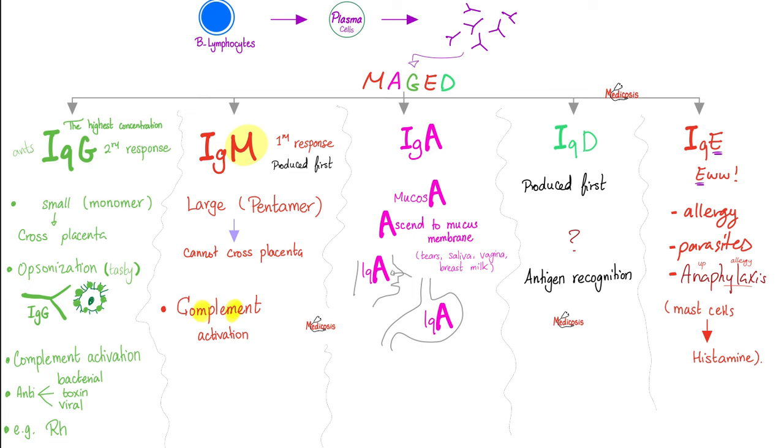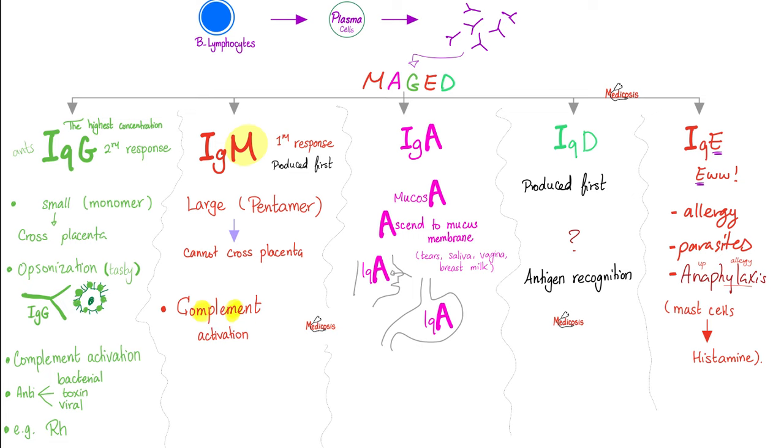Next, IgM. I am the primary response. I am large. I am a pentamer. So IgG is the most abundant. IgM is not that abundant. IgG is secondary response. IgM is primary response. IgG is very small, a monomer. IgM is large, it's a pentamer. That's why it cannot cross the placenta. IgM is very good at fixing complement and activating the complement system.